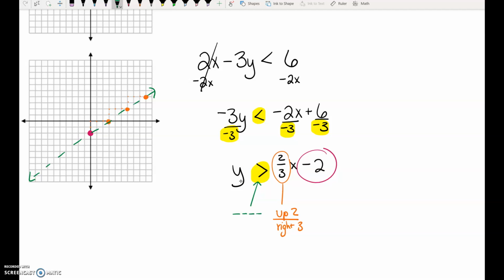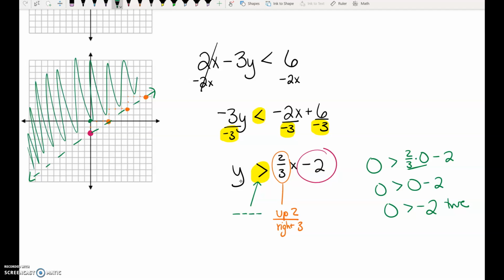And then to decide which side to shade, I'm going to plug in the point 0, 0. So 0 in place of y, 0 in place of x. This thing is 0. So we have 0 is greater than negative 2. That is a true statement. So wherever 0, 0 is, that's the side that I am going to shade.